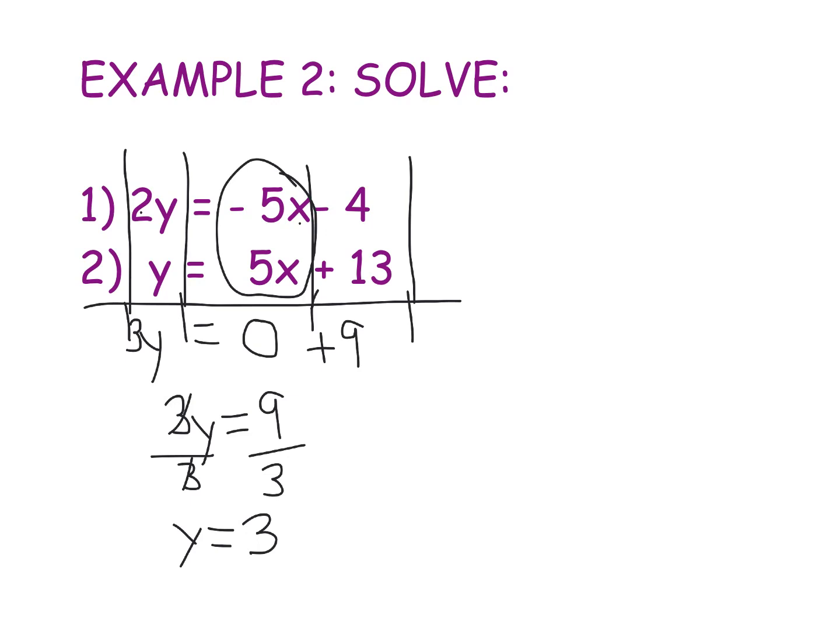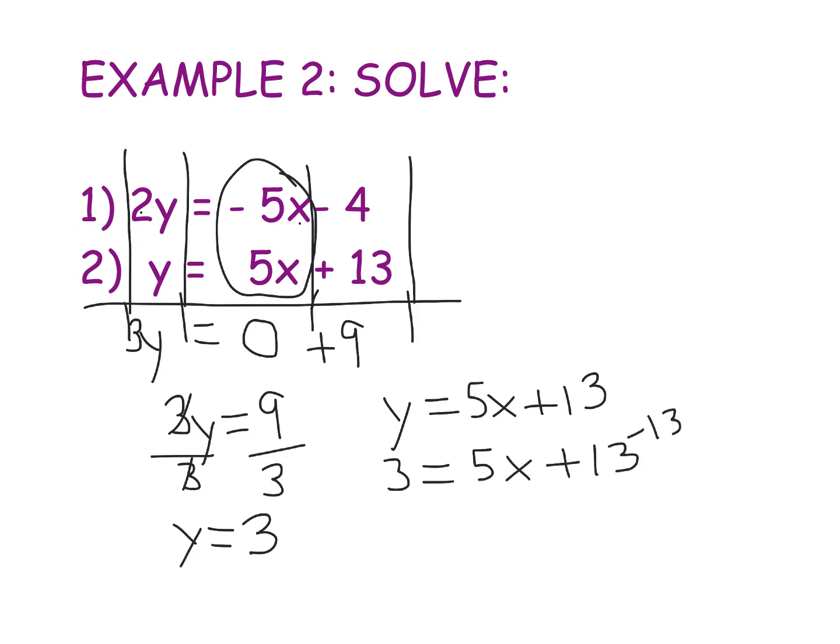If I want to find the x value, I can choose either equation. Let's choose the second one because it doesn't have any negatives in it. So I'm going to get y equals 5x plus 13. 3 equals 5x plus 13. I'm going to minus 13 from both sides of the equation.